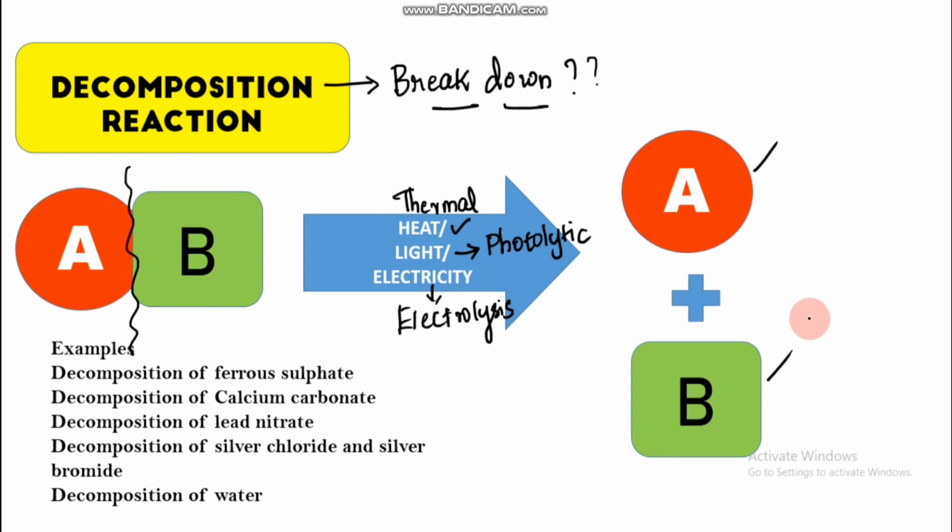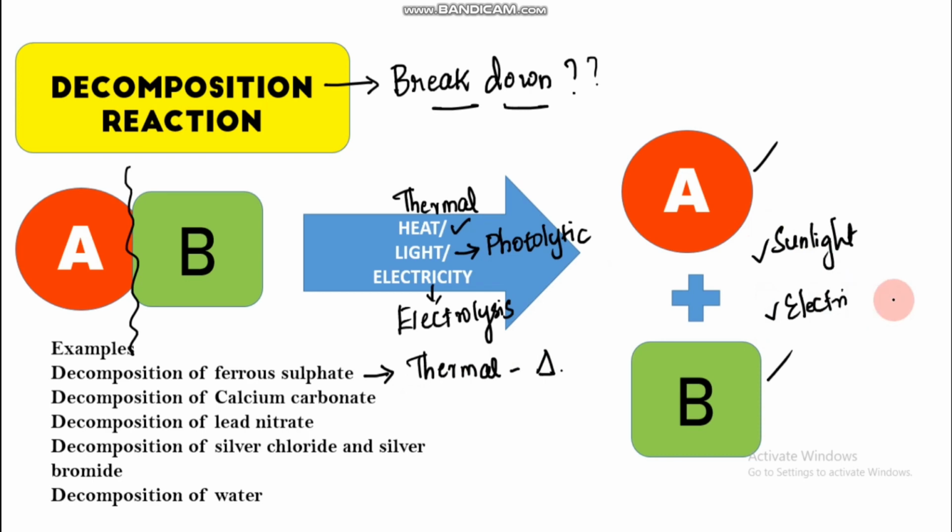Okay, I want you people to find out for each of the examples which form of energy we are going to use. So I'll give you one of the examples. For decomposition of ferrous sulfate, it is thermal decomposition, and what is the symbol that we use? It is a triangle. Okay, and for sunlight, directly we will just mention it as sunlight, and electricity. So in specific, under which type each and every example comes, I want you people to know and write the equations for it.